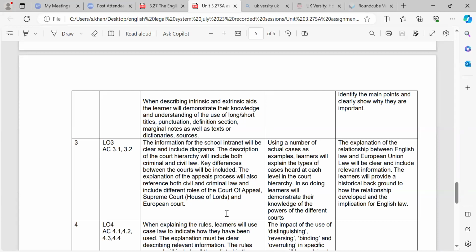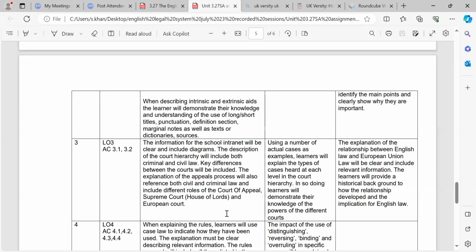Do not, again, I'll reiterate this, and it's probably the last time I'll reiterate it, do not change the wording of the tasks when you are putting them as headings. Put what is required of you in the assignment. Task 3, learning outcome AC 3.1, 3.2.